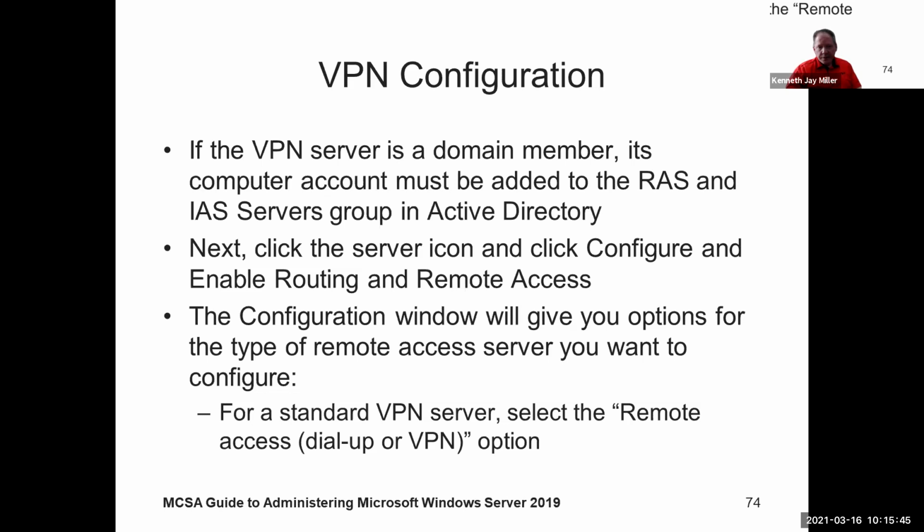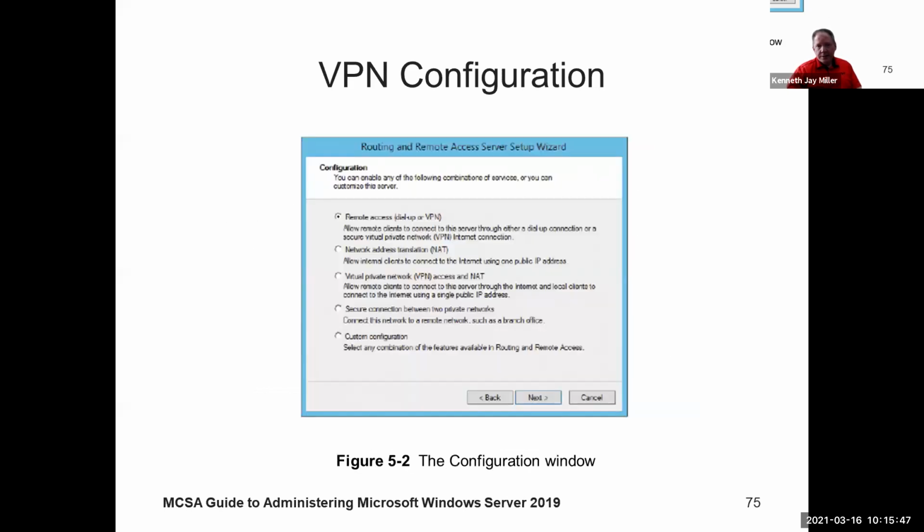Okay. So here's the Routing and Remote Access server setup wizard. So when we select remote access, the server feature or role, and then for us, we're actually going to connect this, click this network address translation.